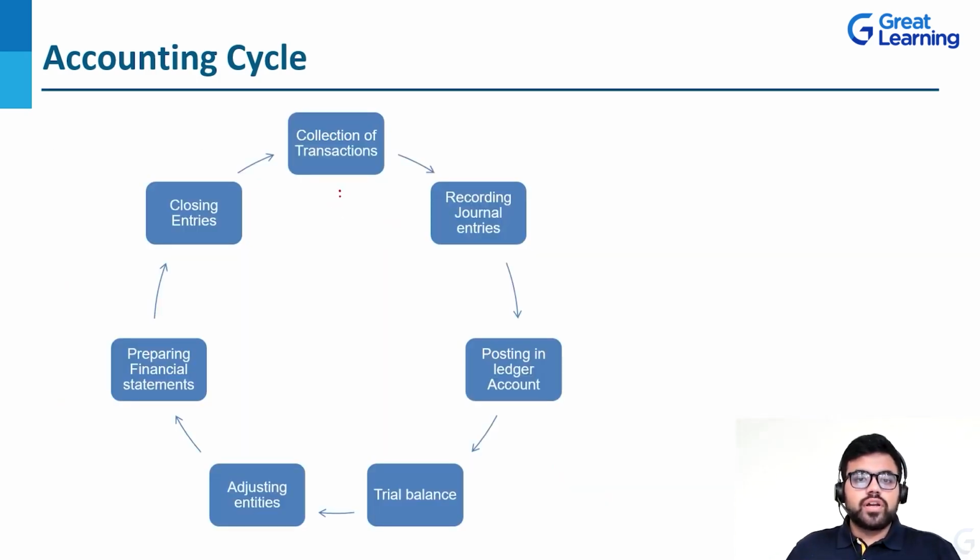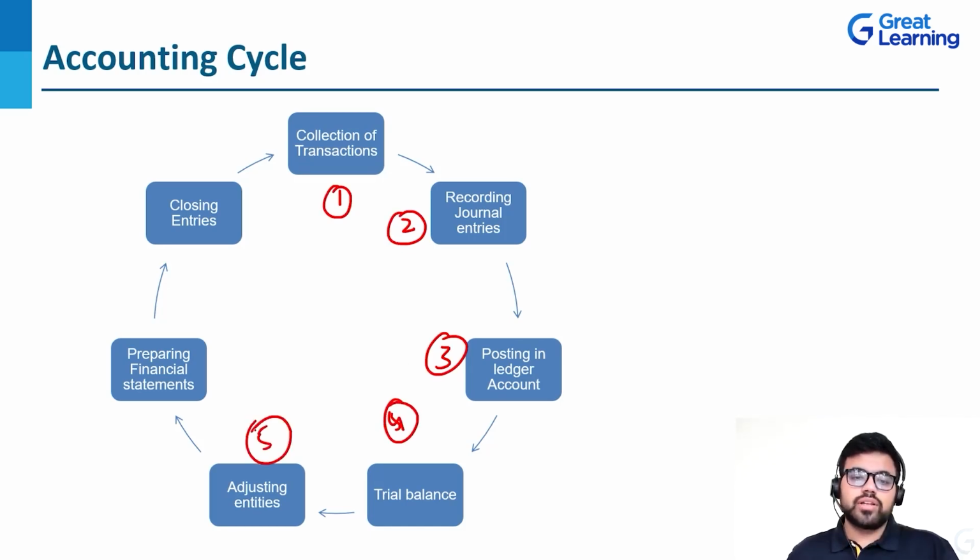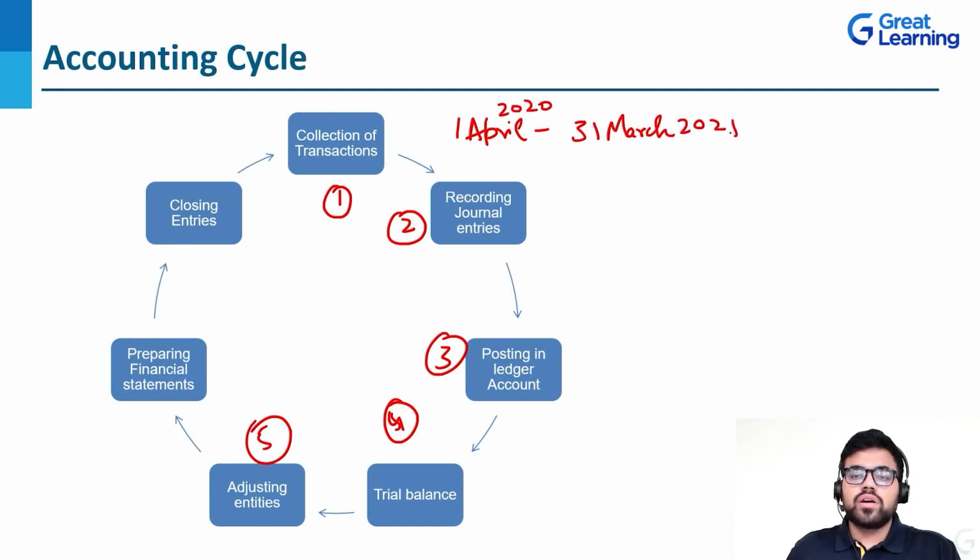Okay, so after covering all the four steps, we come to the fifth step, that is adjusting entries. Now, let me explain it with an example. In India, the financial year is considered to be from 1st April to 31st of March. 1st April of, let's say, 2020, to 31st March of 2021. Now, there can be some situations in which some of the payments are done in between these accounting cycles. So, for example, one of the purchases is done on 30th of March, right?